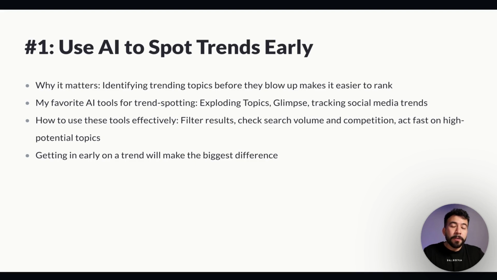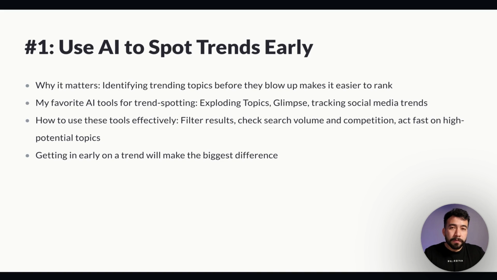So number one, we're going to use AI to spot trends early. And why does this really matter? Well, identifying trending topics before they blow up makes it easier to rank content. Meaning, if you find content that your competitors haven't written about, or just anyone yet, then this gives you an opportunity to write that post or publish that YouTube video, and you'll notice that you'll have a lot better chance of ranking on the first page of Google.